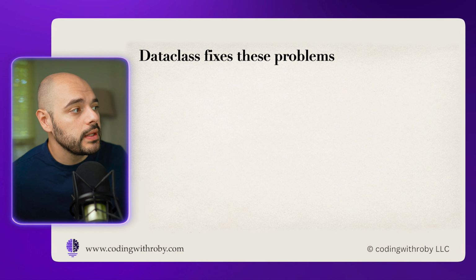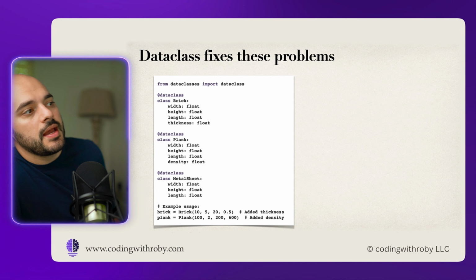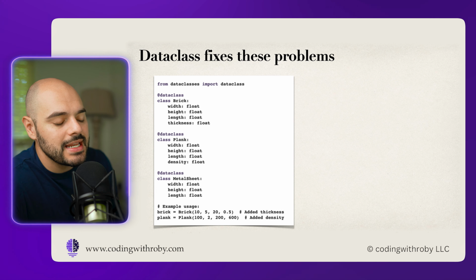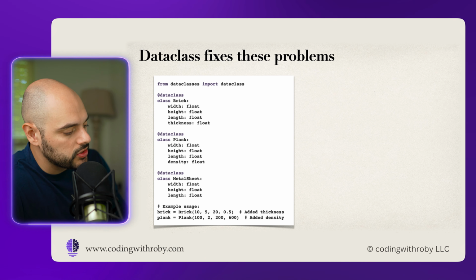Then one of your colleagues says, hey, why don't you use Python data classes? And you start adding it and all your boilerplate code disappears and everyone loves you. But what it really will look like is all we need to do here is say from dataclasses import dataclass. We can add the annotation of dataclass on top of Brick, Plank, and MetalSheet, and it automatically adds everything else, like the constructor.